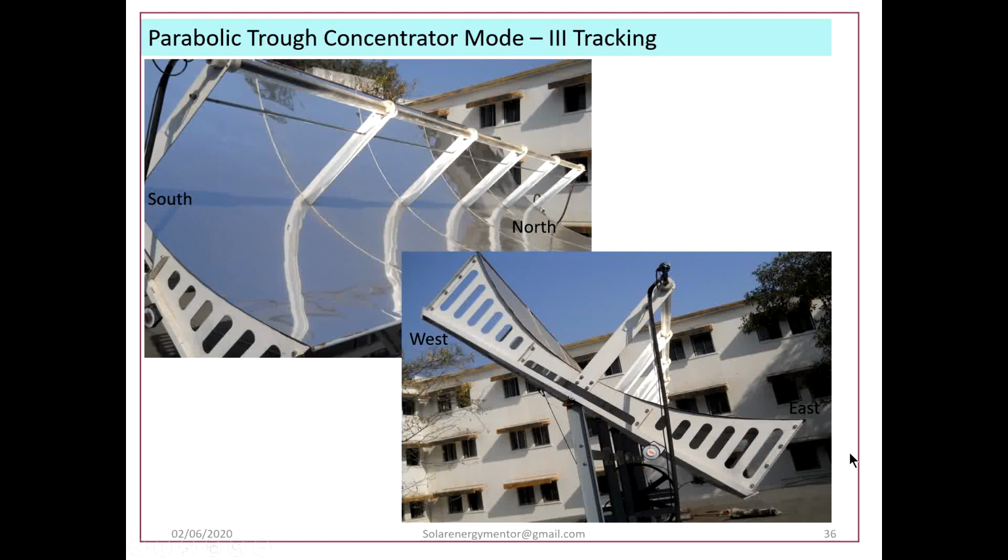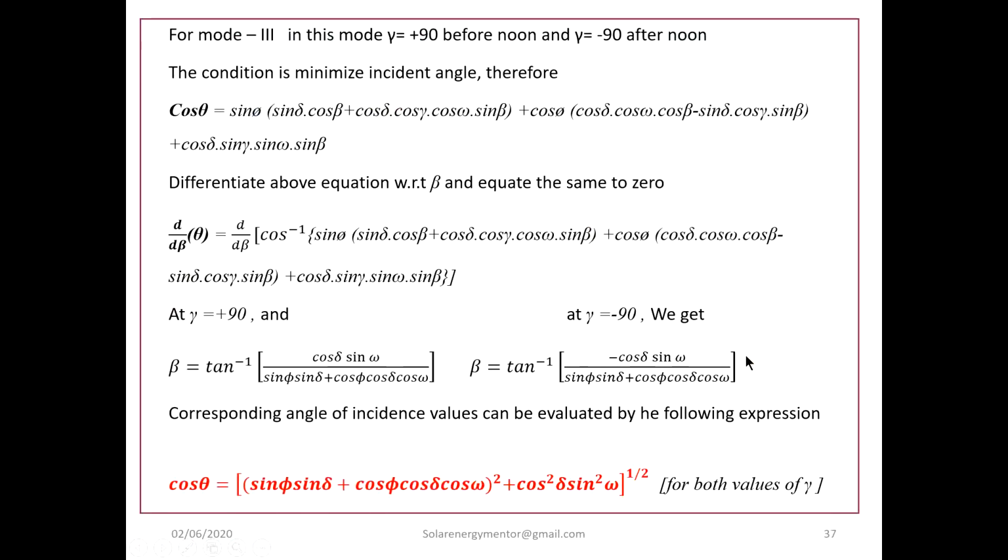You can see the side view of the collector. This is the east side, this is the west side. So this tracking mechanism moves the collector from this side to this side. So that's how the tracking happens. This is mode 3 tracking. For mode 3 tracking, gamma equal to 0 before noon and gamma has to be taken as minus 90 after noon. So the condition is to minimize the incident angle.